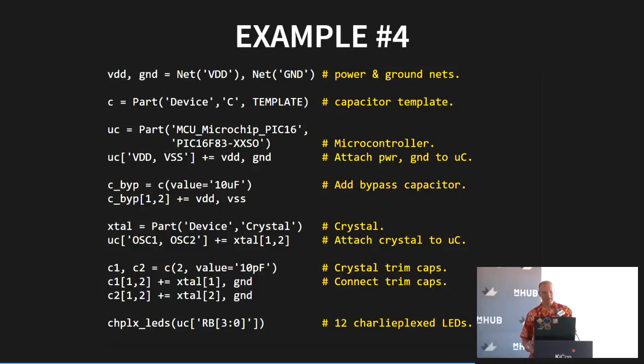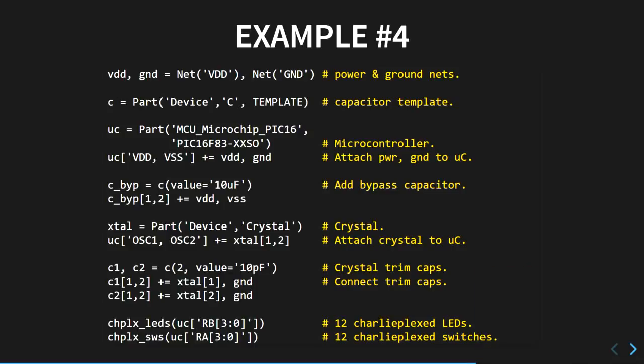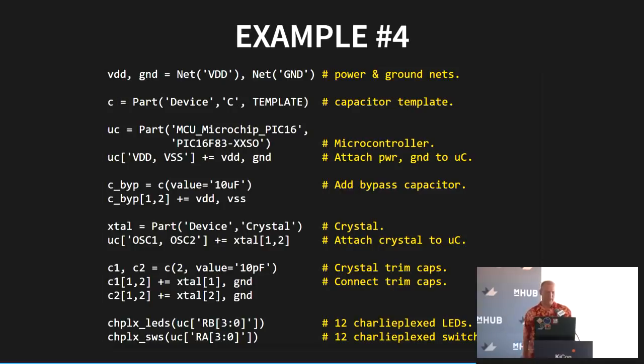We make a Charlieplex LED display that's connected to port B of the microcontroller. And we make a Charlieplex switch matrix that's connected to port A. The Charlieplex switch matrix is the same as a Charlieplex LED matrix. It just uses a switch and a diode in place of an LED. Now, that's all academic. It doesn't really do anything.